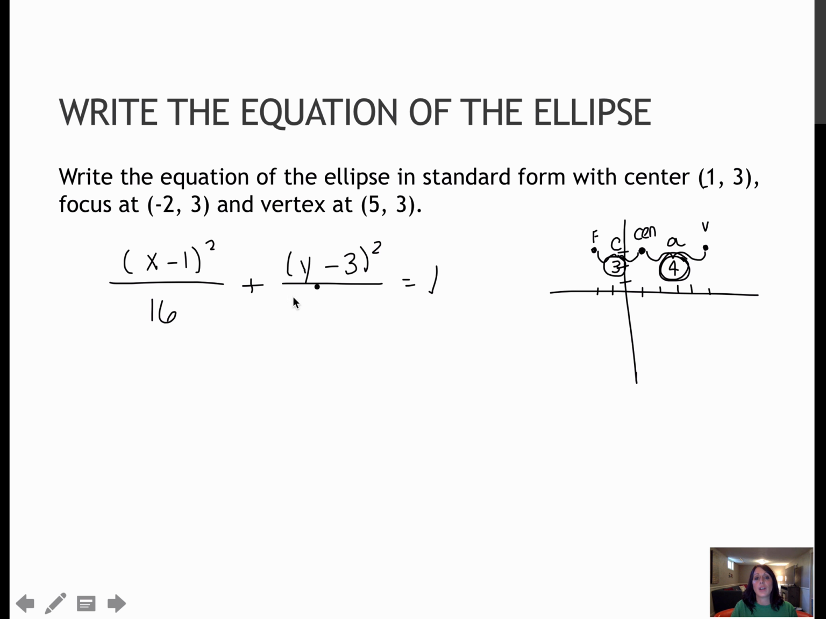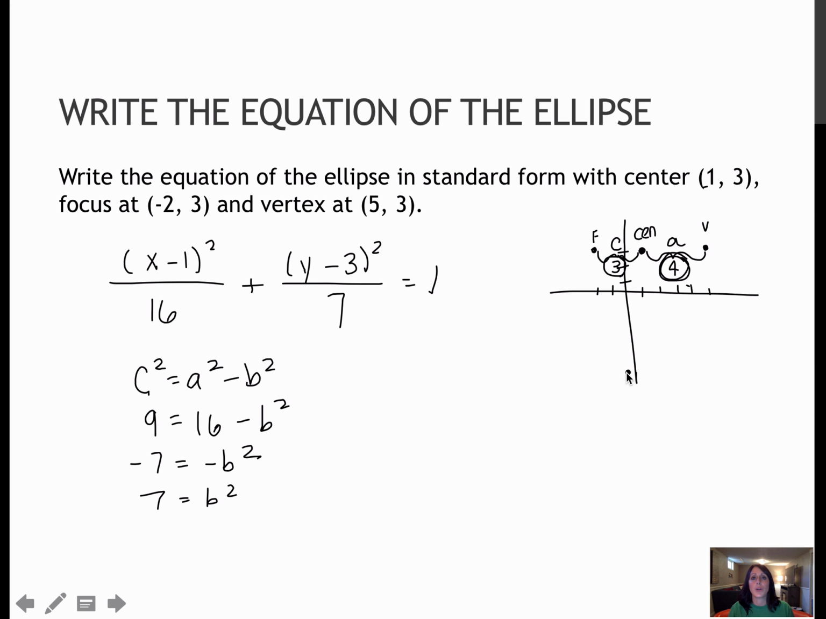In order to find the value that goes here, which of course is b squared, I need to look at the a and the c value. So I'm using c squared equals a squared minus b squared, just as before. C squared would be 3 squared, which is 9. A squared was 4 squared, which is 16. Which means if I subtract 16 from each side, I get negative 7 equals negative b squared. So 7 equals b squared. And that value goes here.